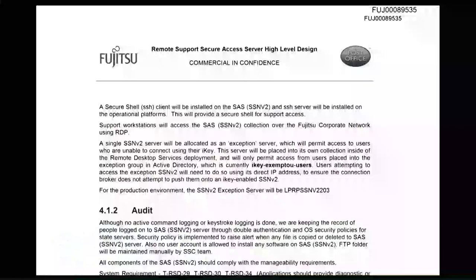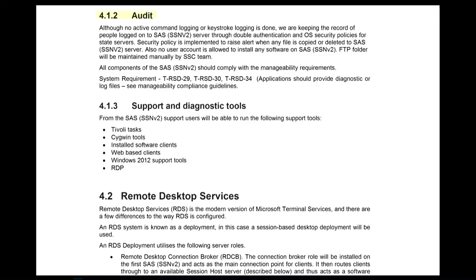Can we look at what it says is the formal policy by October 2016? At page 13, please. And scroll down to 4.1.2 Audit. It states, although no active command logging or keystroke logging is done, we are keeping a record of people logged on to the SAS server through double authentication and OS security policies for state servers.